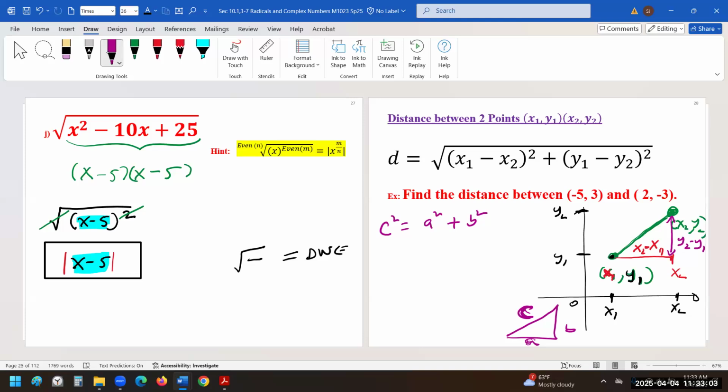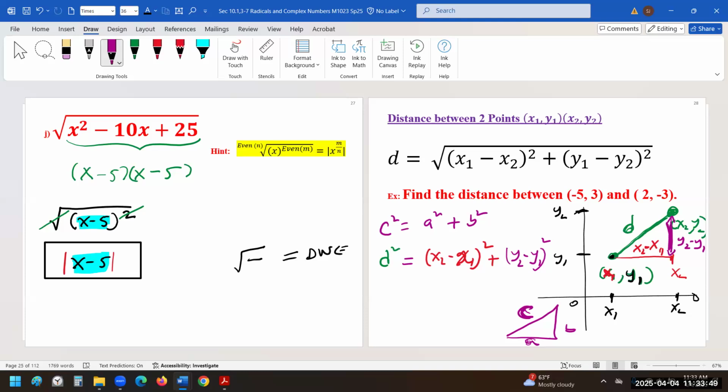In other words, let's say this distance is D. So this distance square is the same as A, which is this distance, X2 minus X1 square. And then we take the distance of the Y, so Y2 minus Y1 square. So distance square is this square plus this square. This is X2 minus X1. This is Y2 minus Y1.